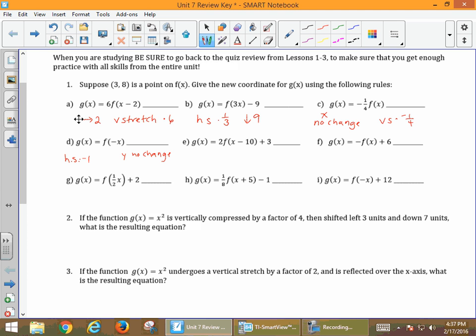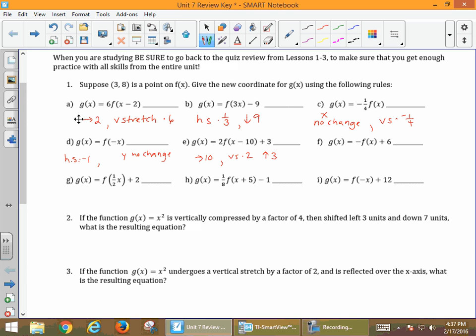Looking at E, I see in the parentheses x minus 10. That tells me I'm going to the right 10. Remember, it's the opposite. And for the y, I have a vertical stretch times 2. And then I want to go up 3. So I'm going to do 2 things. I'm going to multiply by 2, and I'm going to add 3 to that y coordinate. Let me separate these with some commas so we know the difference between x's and y's.